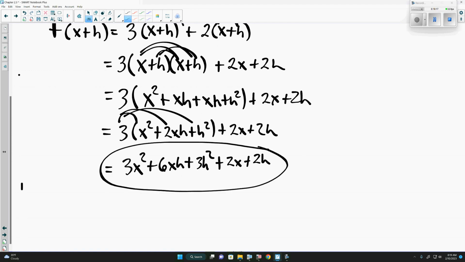And that's really as simplified as it gets. There aren't any like terms to combine at this point, because 2x and 2h are different terms, and 6xh is still a separate term entirely. Questions on this here?